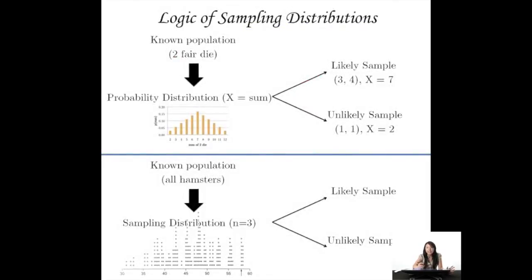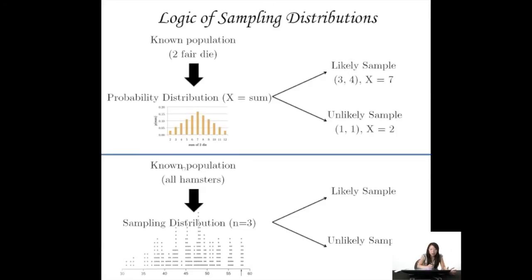Okay, so now let's compare these 2 things. So we know the logic of probability distributions. Now let's apply that same logic to sampling distributions. All right, so here we go, known population, 2 fair dice, probability distribution, it's the same thing, I just made it sort of small. Here's a likely sample, here's an unlikely sample, right? And we know it's likely by looking at this probability distribution. We know this is unlikely by looking it up in this probability distribution. Okay, so pretty straightforward.